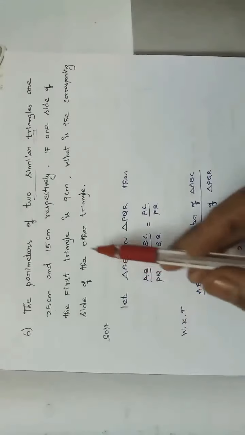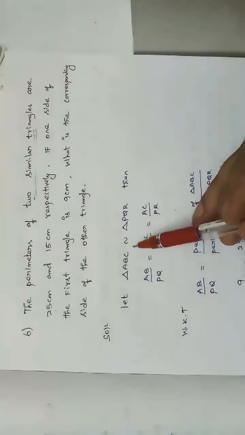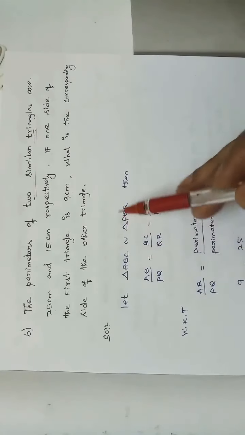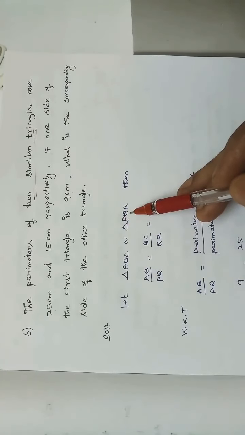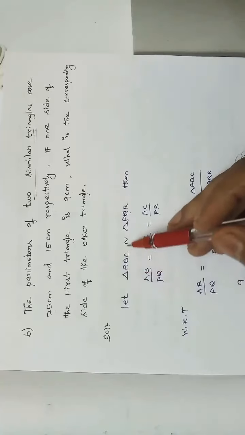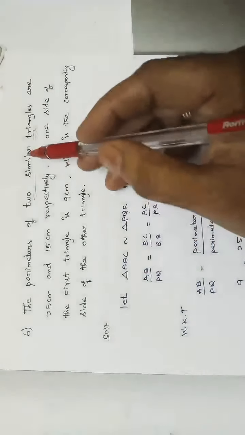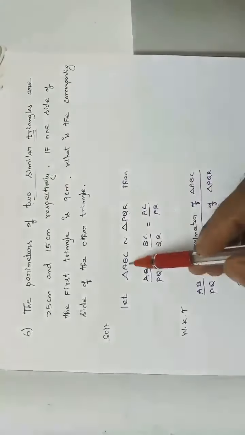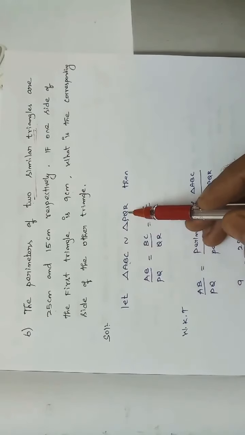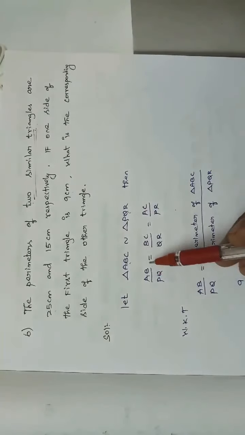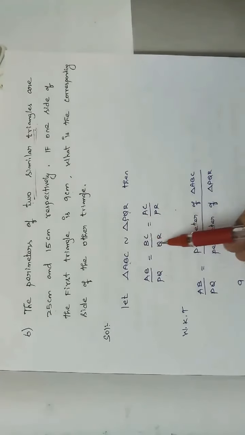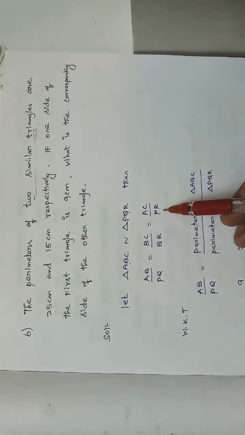Let me assume that we have two triangles. One is triangle ABC, another one is triangle PQR. Triangle ABC is similar to triangle PQR because they have given that they are two similar triangles. If the triangles are similar, then the sides are proportional. AB by PQ is equal to BC by QR is equal to AC by PR, right?